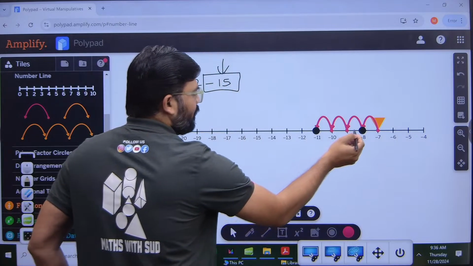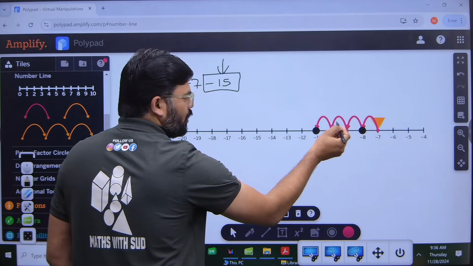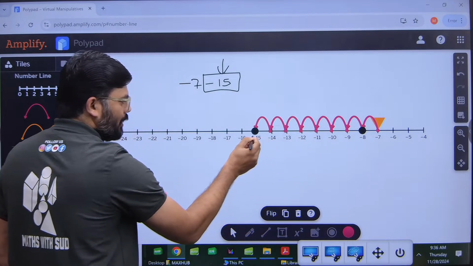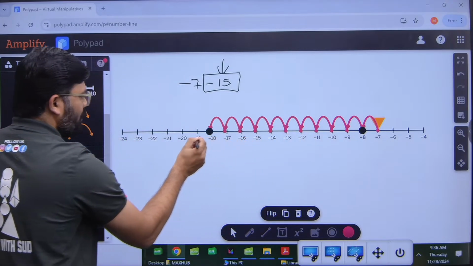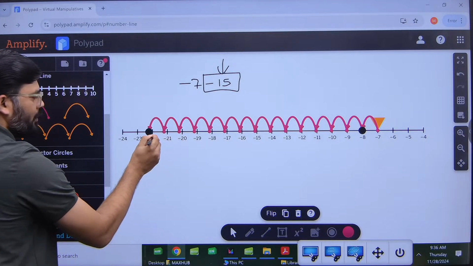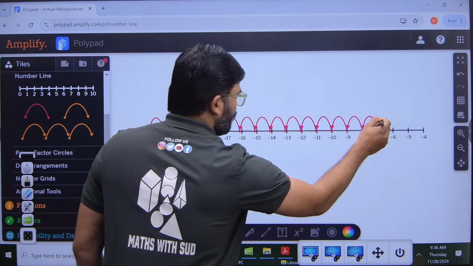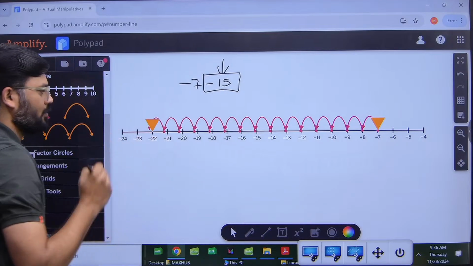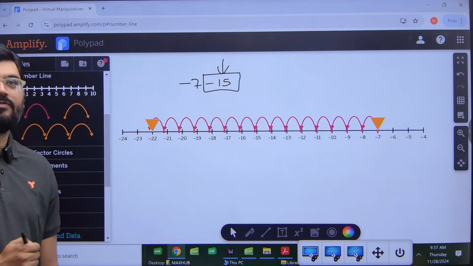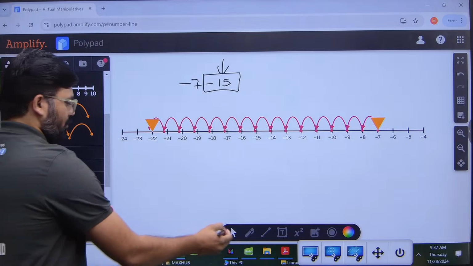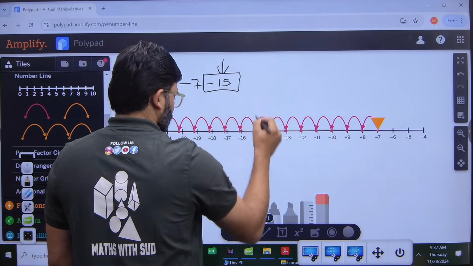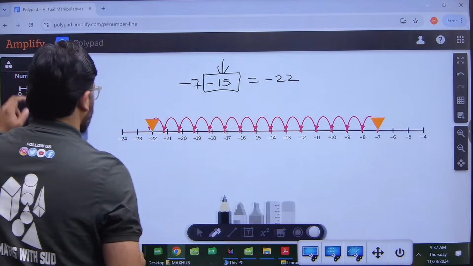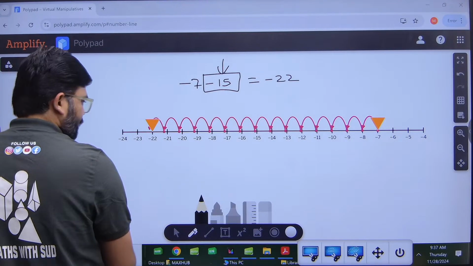Now can you tell me how much jump? 1, 2, 3, 4, 5, 6, 7, 8, 9, 10, 11, 12, 13, 14, 15. So where will you reach? Negative 22. So how much will you have? Negative 22. Are you getting this?